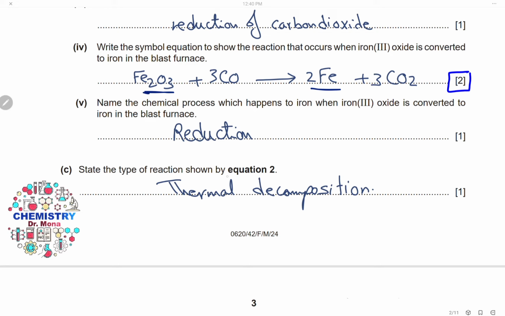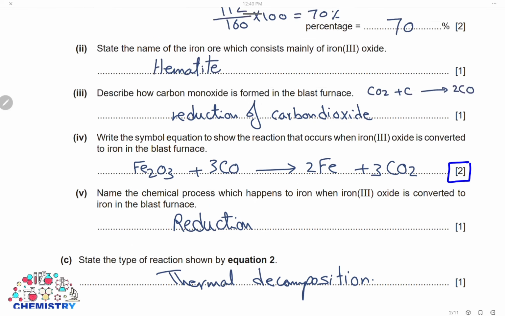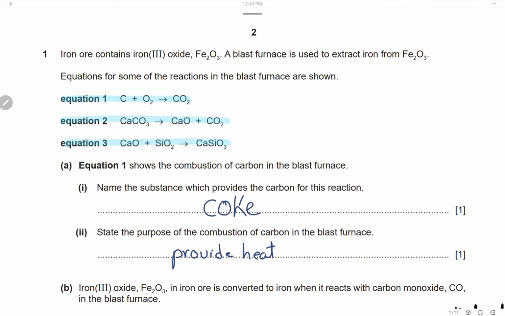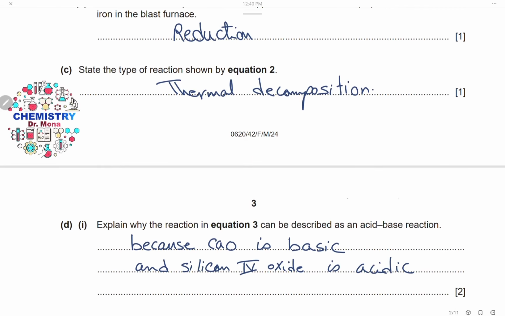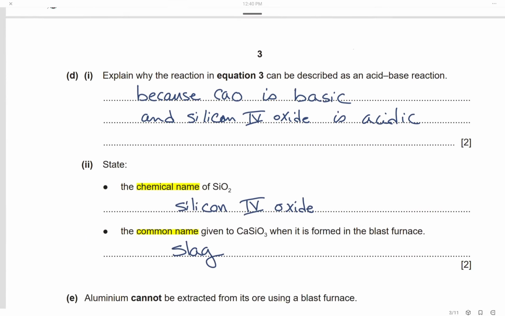State the type of reaction shown by equation 2. In equation 2, we can see that calcium carbonate is broken down into calcium oxide and carbon dioxide. This breaking down by heat is called thermal decomposition. So the type of chemical reaction shown by this equation is thermal decomposition.